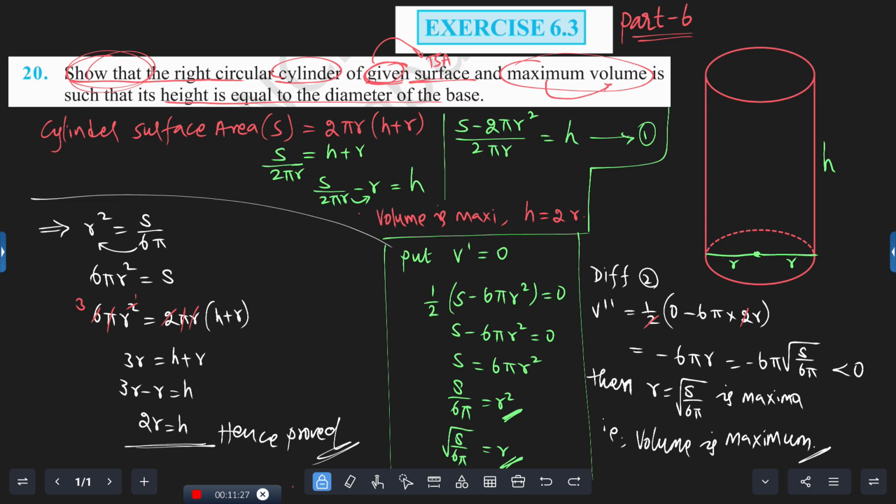Question number 20, they will ask in 3 mark or 5 mark. Okay, write fast. Do it fast, Raja. Those who are done, go to the next question.